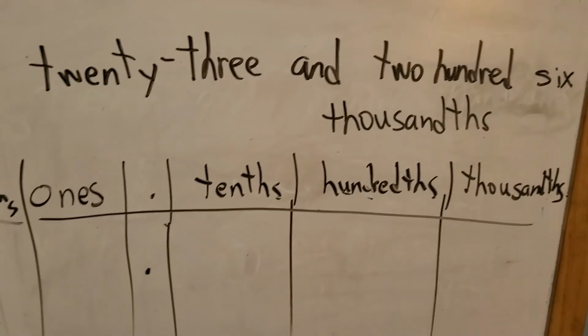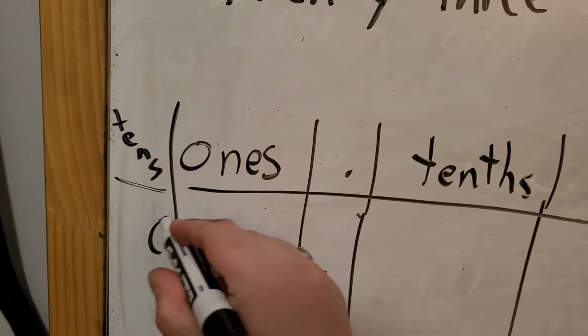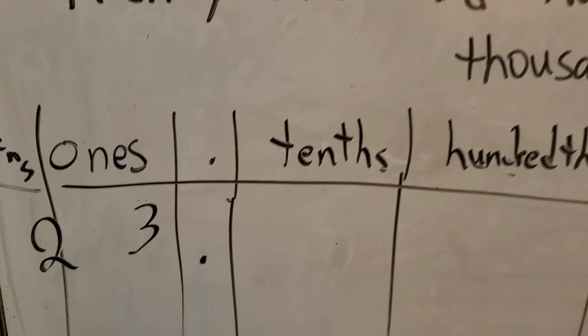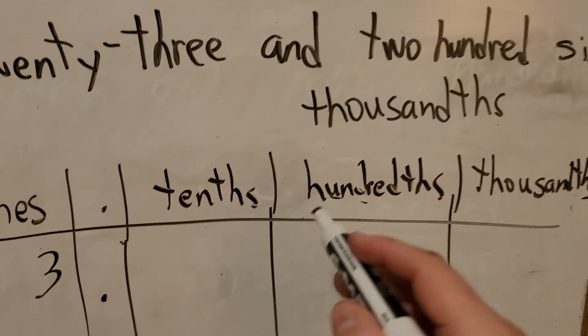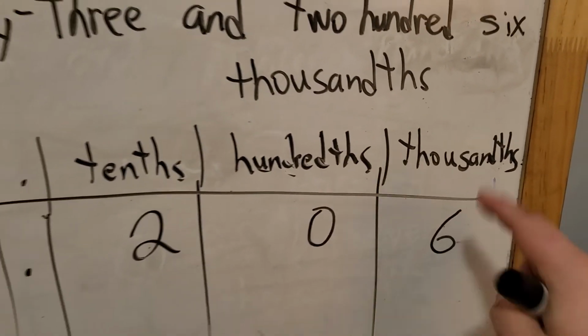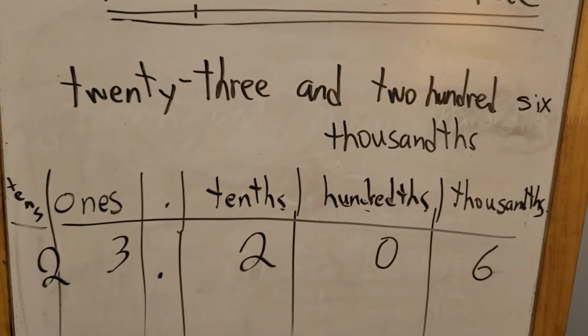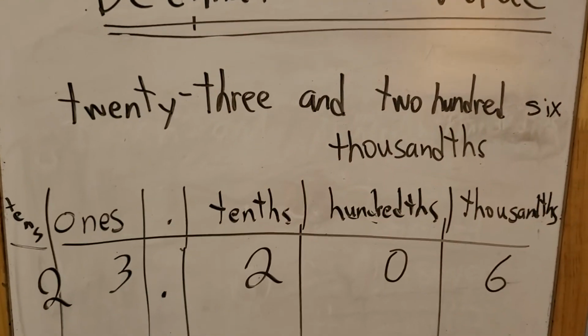Let's say you get 23 and 206 thousandths. Well, 23, and dot 206 thousandths. So 206, where the 6 is under the thousandths. Okay? There. It's going to take practice. It's going to take time, but it will make sense.